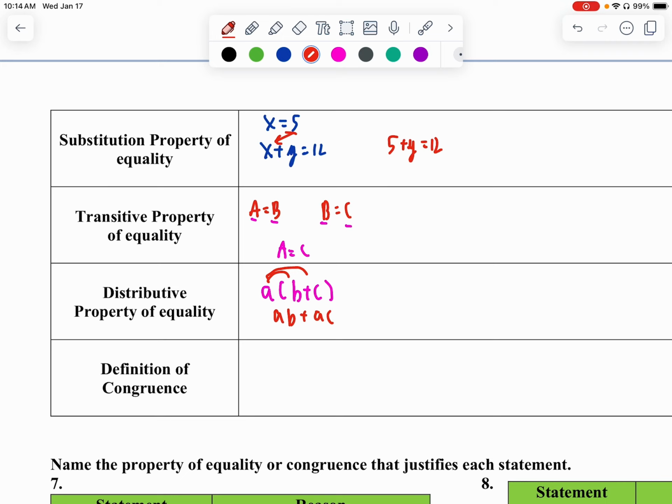And then the last one, definition of congruence. This one is really common when you're working with angles or line segments. And that is if you have something like, let's say, angle D is congruent to angle F. Remember, the word congruent means the same. It means these two things are equal. So we would say that the measure of angle D is equal to the measure of angle F. These angles are the same, which means they have the same measure.